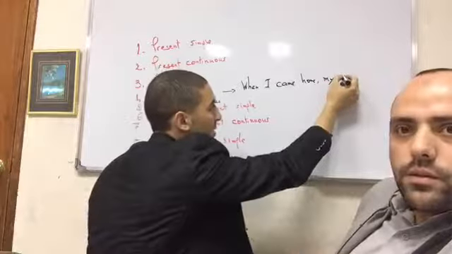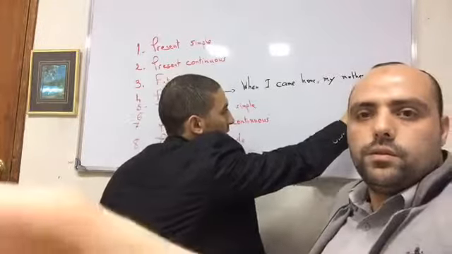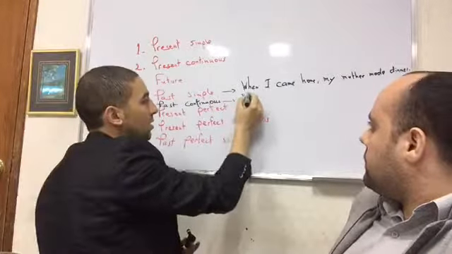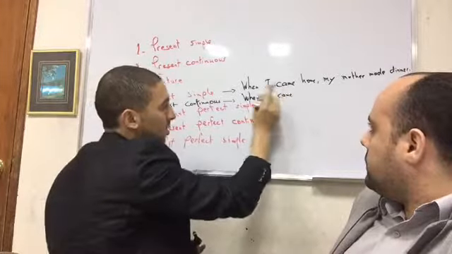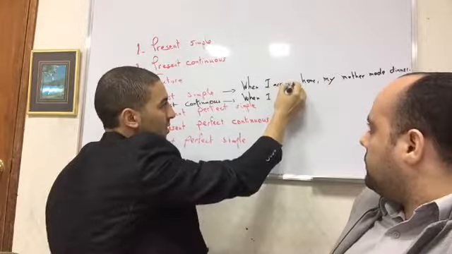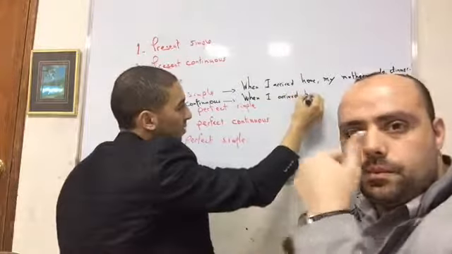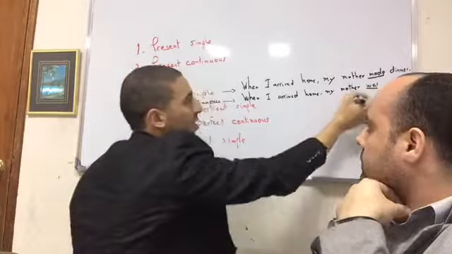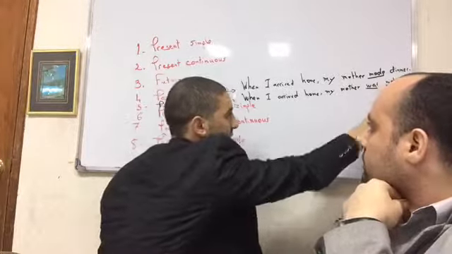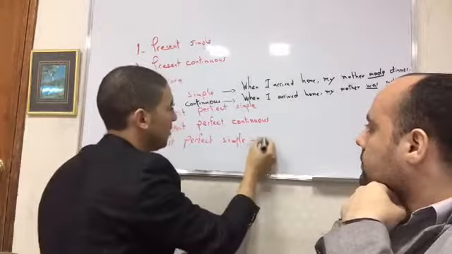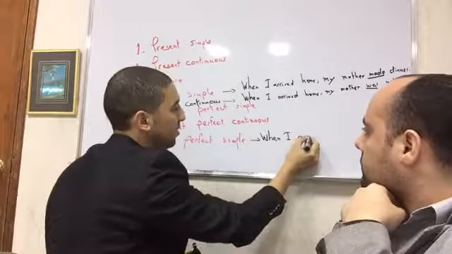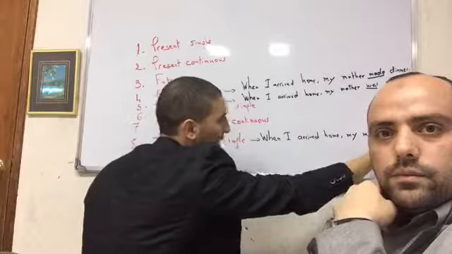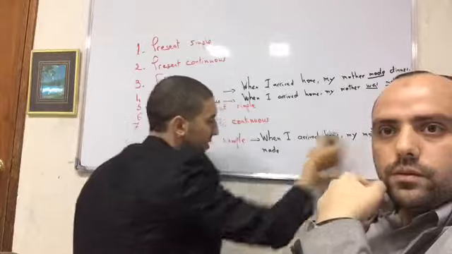Is it clear on the board? Yeah, it is. My mother made dinner, let's say. And here, when I came, let's say when I arrived, let's use arrived. When I arrived home, my mother, the verb is make, so the past continuous was making dinner. And here we're going to say when I arrived home, my mother had made dinner. This is the form, it's easy as I told you.